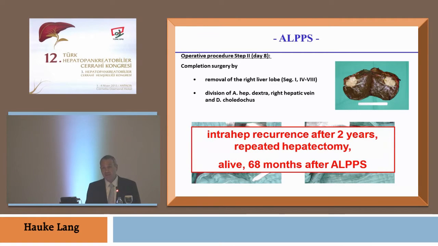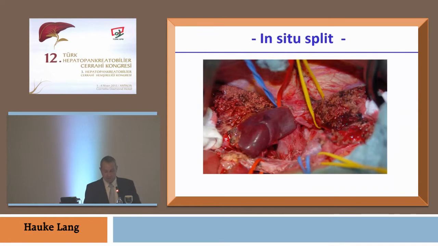And the patient got intrahepatic recurrence 2 years after the in situ split. We did a repeated hepatectomy, and she is now almost 5.5 years after the ALPS procedure without recurrence in very good condition. And I think this is the patient being alive for the longest time after in situ split so far. Another picture of an in situ split. You see here the divided liver, the cava vein, the left, middle, and right hepatic vein.